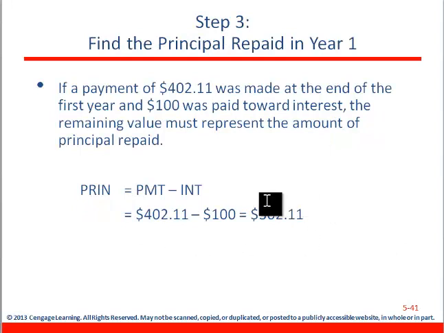So what you'll see is the residual goes to pay down the principal. You started off with a payment of $402, $100 went to interest, and the residual goes towards the principal.